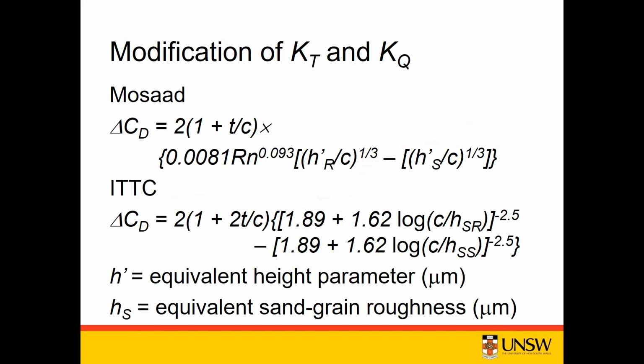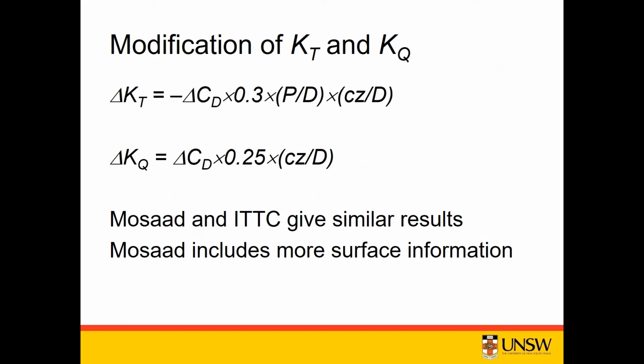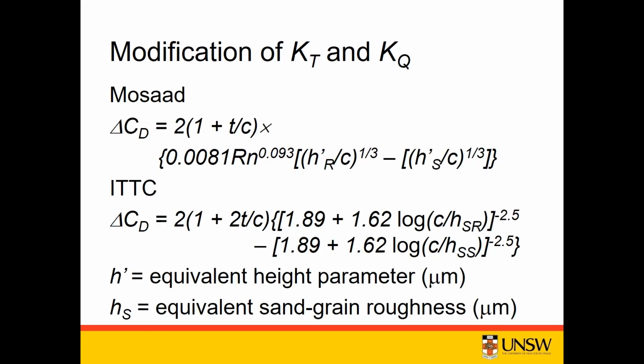This is the modification of the thrust and torque coefficients. The two main ones are due to MOSAD and the International Towing Tank Congress. They have different formulations for the change in the drag coefficient. We don't need to dwell too much on the actual formulation, because you'll see over here they both give you similar results. But you can see that the change in KT and KQ both depend on that value of CD, which we got from there.